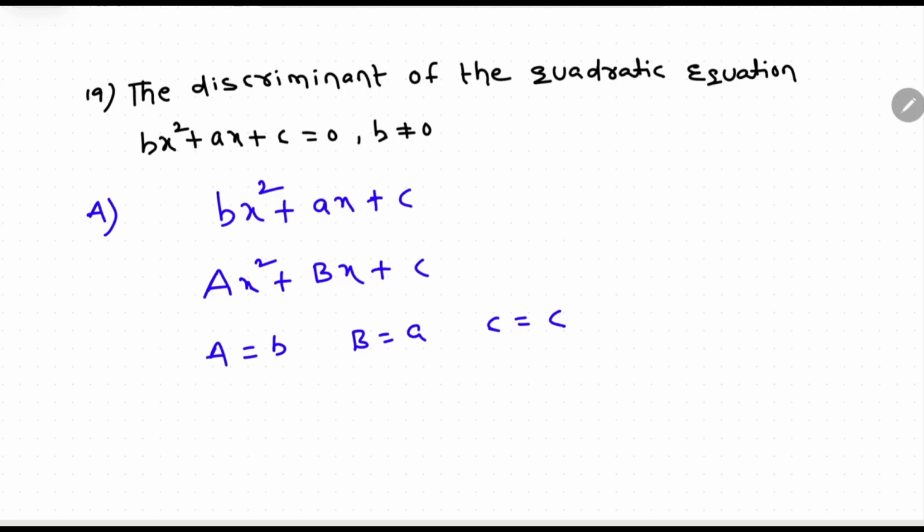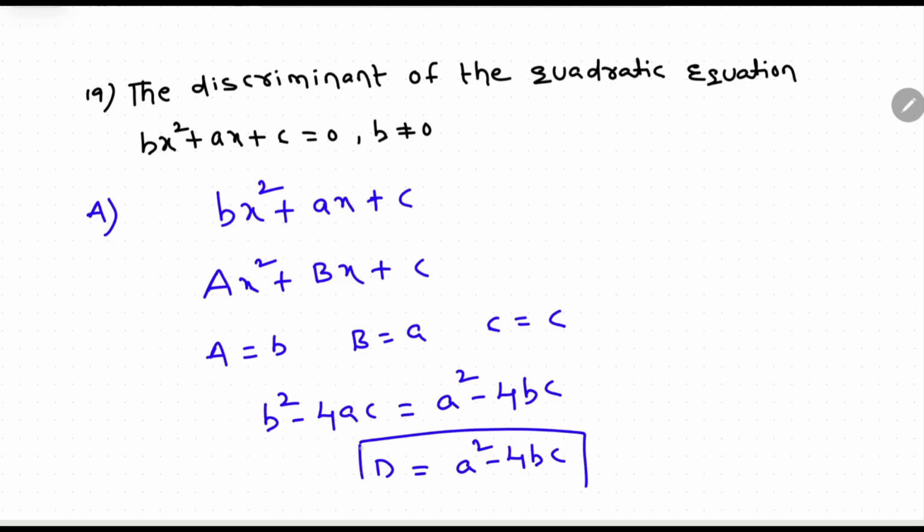So we have the discriminant formula, b square minus 4ac. For the b value here we have a, so a square minus 4 into the a value, which is b, and the c value, c. So here the discriminant value will be a square minus 4bc. That is the D. It is only because of a little bit of mismatch of a and b, that's it.